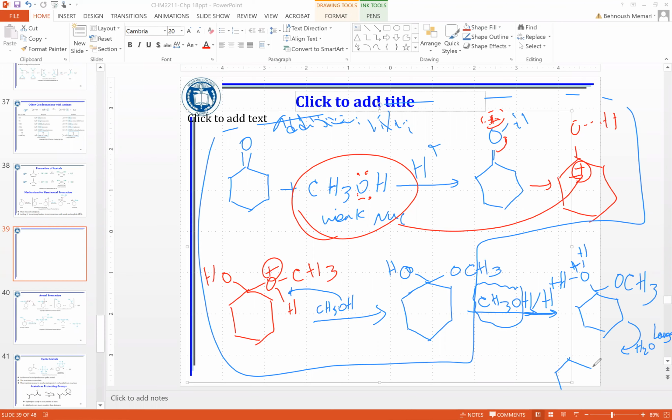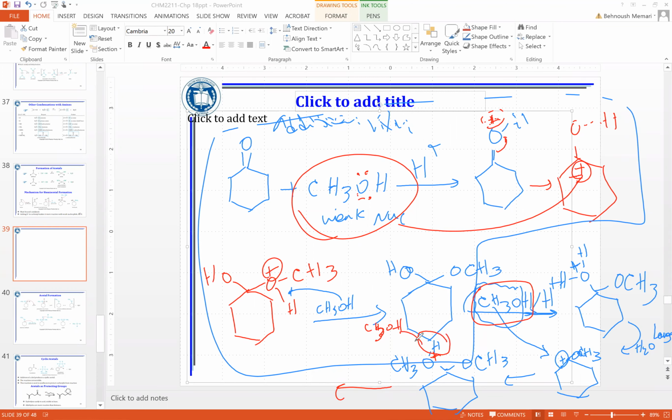When H2O leaves, then you have OCH3 and plus charge here. A second molecule of the alcohol is going to come in. So you have OCH3 on one side, OCH3, but there is a hydrogen still there with the plus charge still in here. Because when alcohol comes in, it is neutral and is not going to cancel the plus charge. So we have to make sure that the plus charge is removed with the hydrogen. So another molecule of CH3OH is going to remove this hydrogen with the plus charge, and you end up with cyclohexane with 2 OCH3 attached to it.